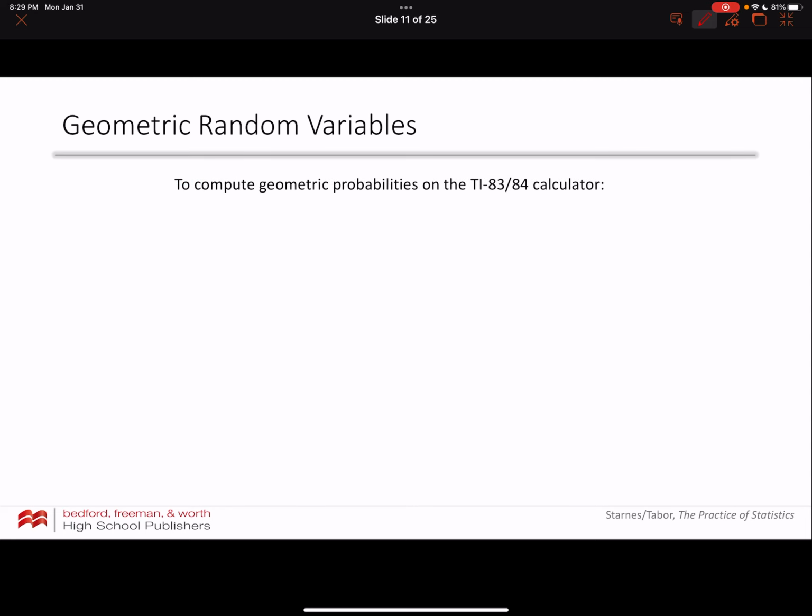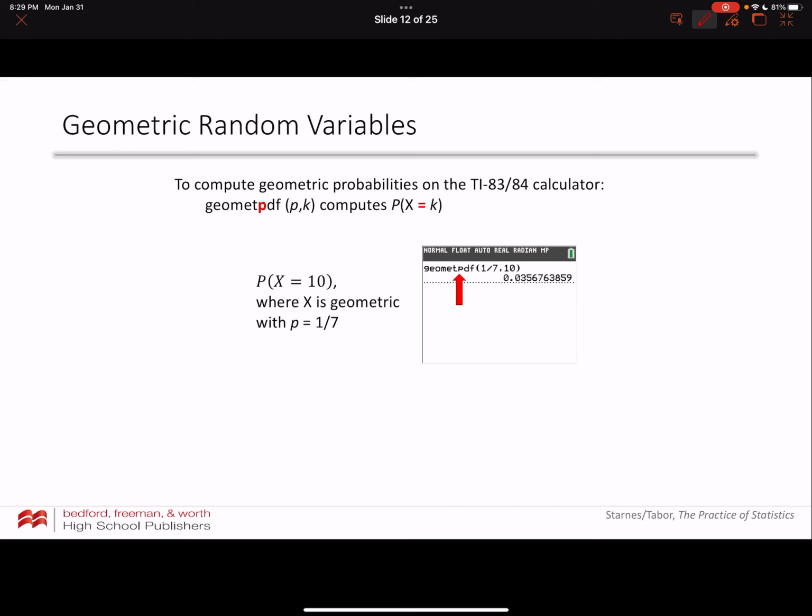So speaking of, let's talk about the calculator. Under second distribution, that's where we have our normal CDF, our binom CDF. You're going to have a geometPDF and geometCDF. Remember, PDF points to a value, CDF accumulates area under the curve. If we want to answer the first question, the probability that x was equal to 10, your probability of success is 1/7, and you're looking for x equal to 10. You can use your calculator to quickly crunch the numbers for you.